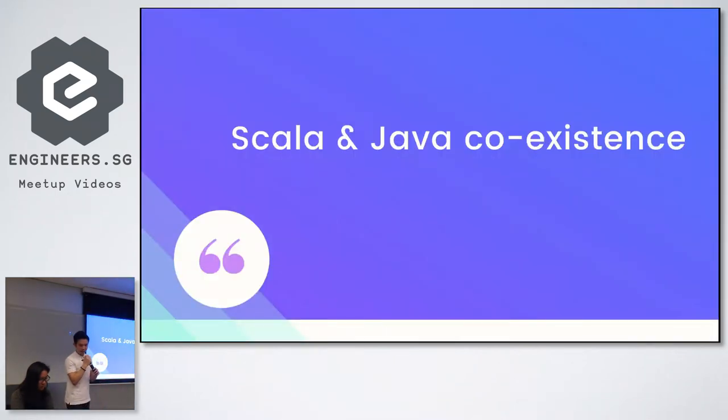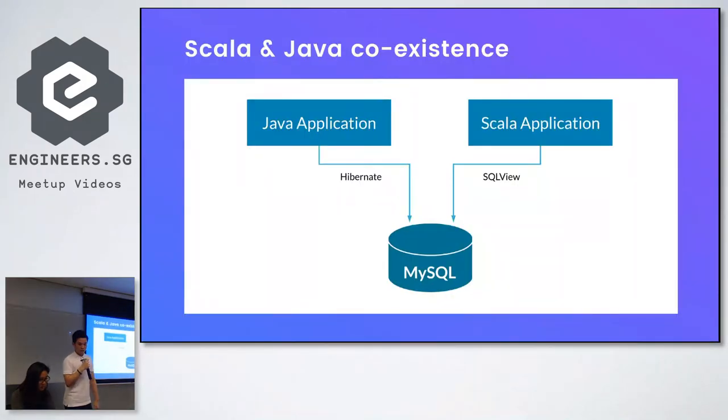So first, we need Scala and Java to coexist together. We have to keep in mind that we already have Java projects that are live in production, and we do not want to take them down, so we need the new Scala versions of it to coexist with one another using the same database. So a quick overview. Over here, we have one Java application and one Java Scala application. We need them both to be using the same database, updating and reading from the same database.